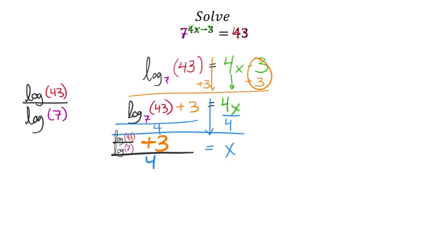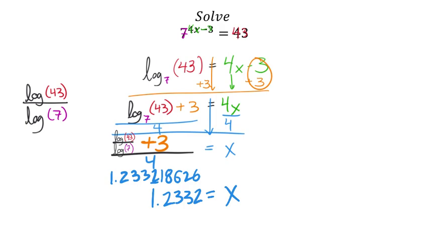Okay, there it is. Like I said, I was expecting a pretty ugly decimal. It did come out pretty ugly. And this one comes out as 1.233218626. I'm going to round this to the 4th decimal place again. So the 2 right there, the one immediately to the right just keeps that a 2. So it's going to be 1.2332 for me, rounded, of course.